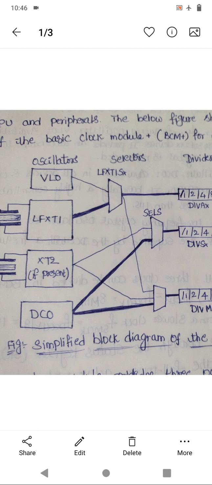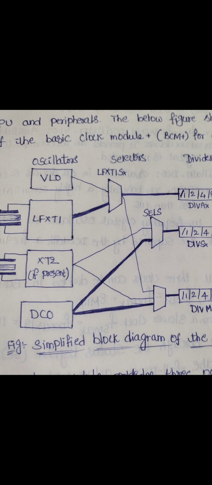The next one is LPM4, that is low power mode 4. In this mode, all clocks and the CPU are disabled, and the current is in the range of 0.1 microamperes. The device can wake up only by an external signal, also called the retained mode.